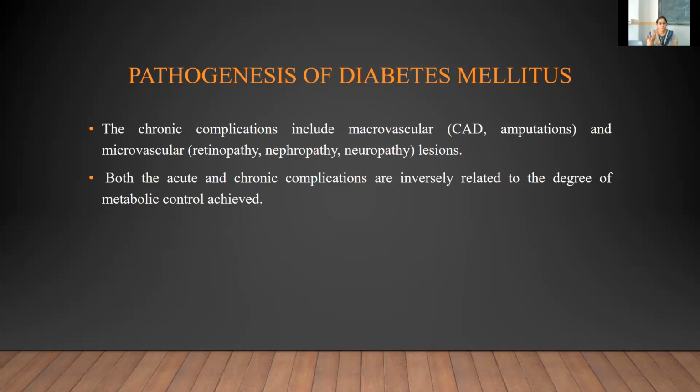Both the acute as well as the chronic complications are inversely related to the degree of metabolic control achieved. Acute complications are the ones we discussed earlier in the previous slide. So if you are able to control the metabolic pathway, for example, if you are able to control the regulation of blood glucose, your symptoms are inversely proportional, which means they can be reduced.